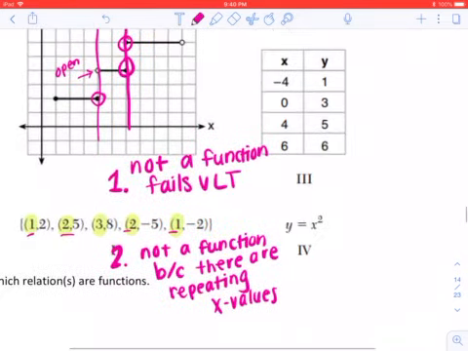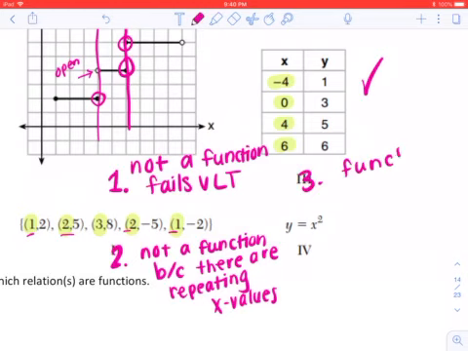Number 3, same thing, except we have a table, so we just need to look to see if I have any repeating x values on my table. Negative 4, 0, 4, 6. None of those repeat, so 3 is a function.